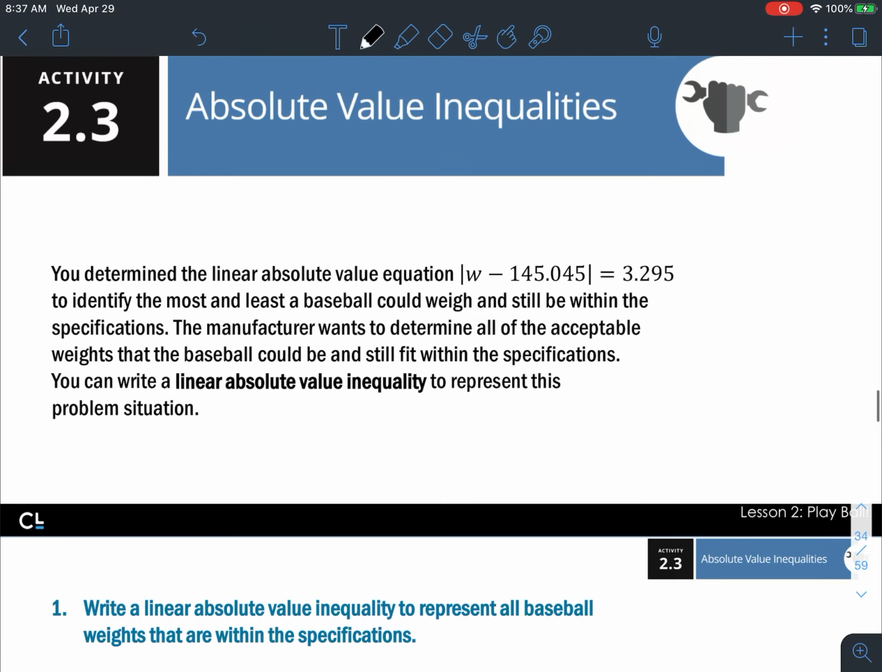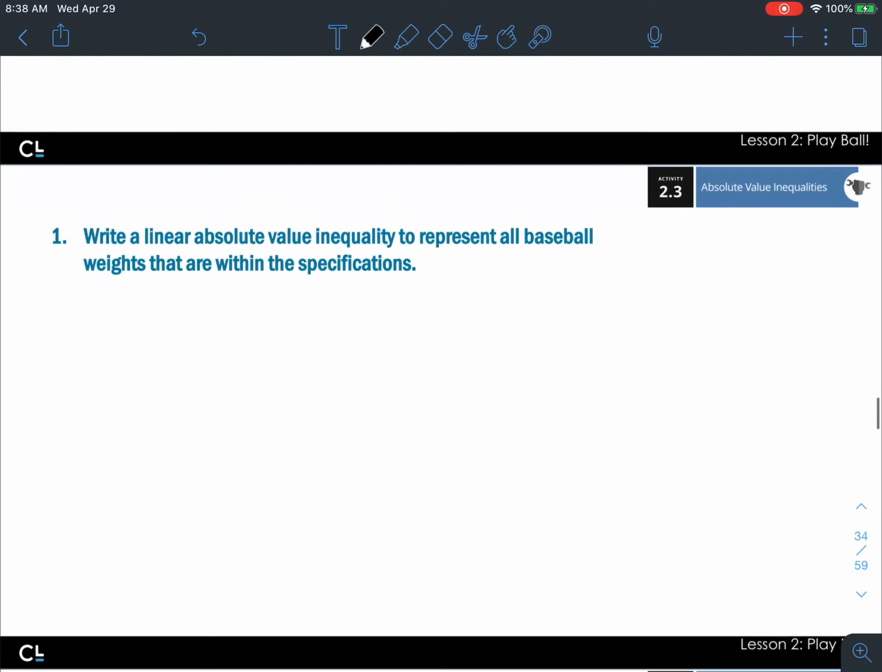So activity 2.3, you determine the linear absolute value equation, the absolute value of W minus 145.045 is equal to 3.295, to identify the most and least a baseball could weigh and still be within the specifications. The manufacturer wants to determine all the acceptable weights the baseball could be and still fit within the specifications. You can write a linear absolute value inequality to represent this problem situation. So this is what we did in the beginning.